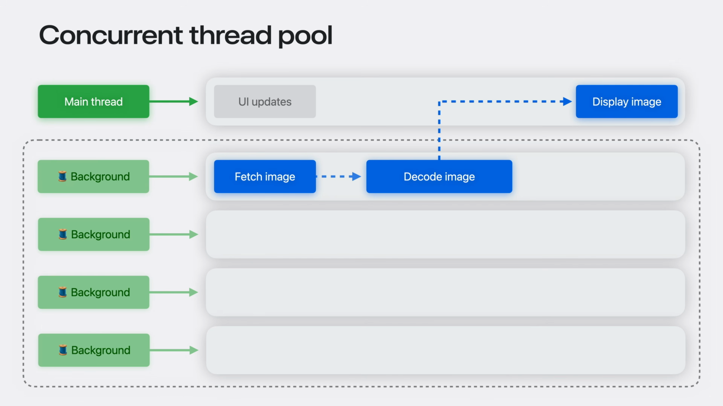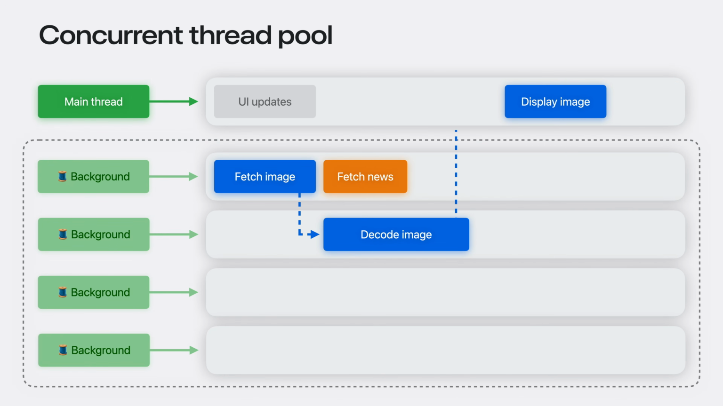It doesn't matter which background thread a task runs on, and you can rely on the system to make the best use of resources. For example, when a task suspends, the original thread will start running other tasks that are ready. When the task resumes, it can start running on any available thread in the concurrent pool, which might be different from the background thread it started on.